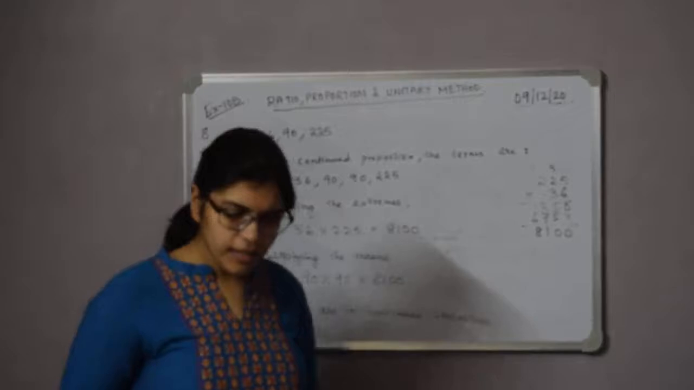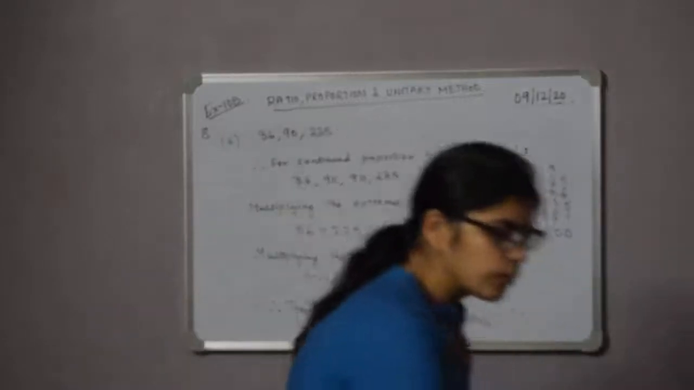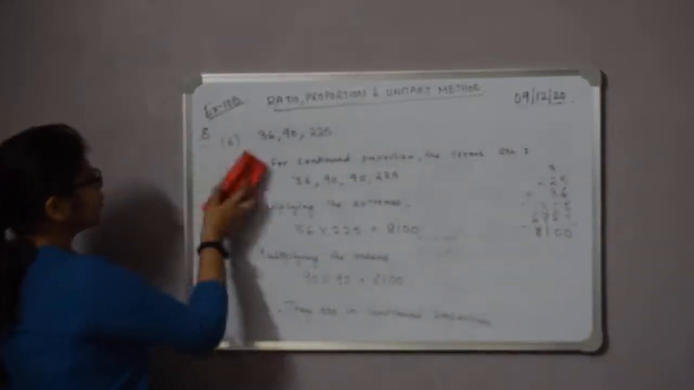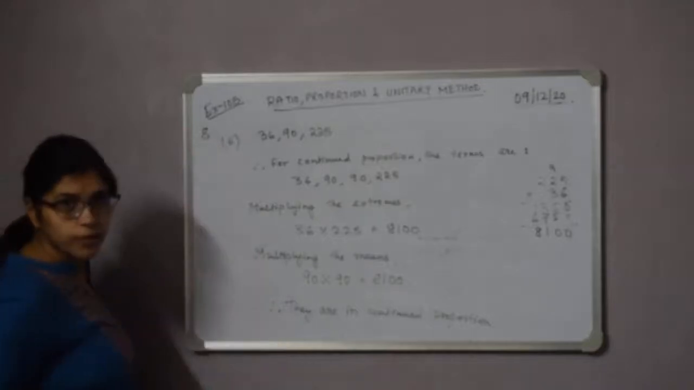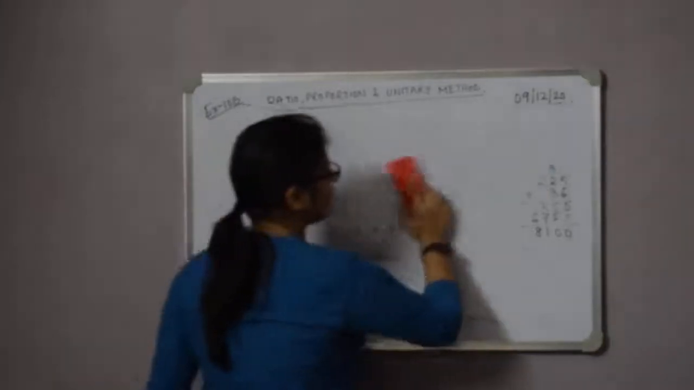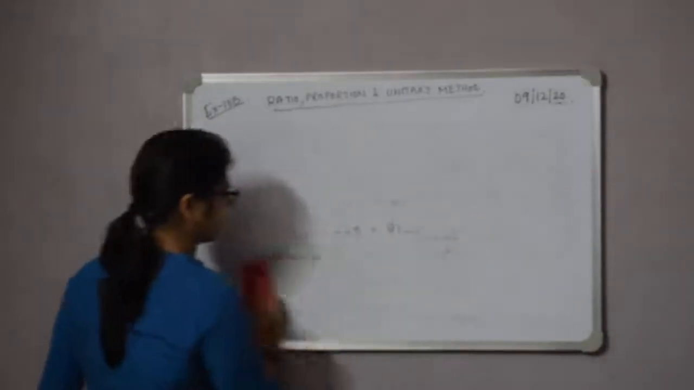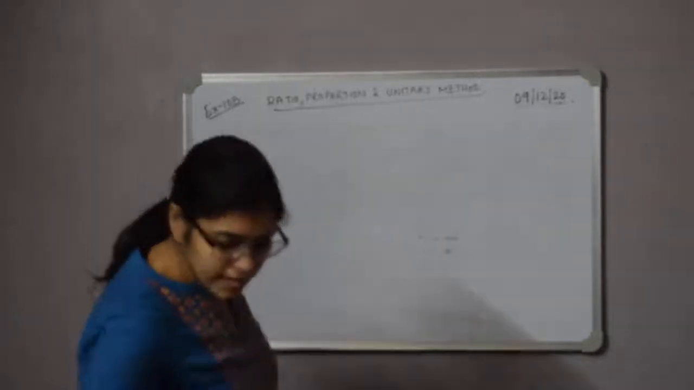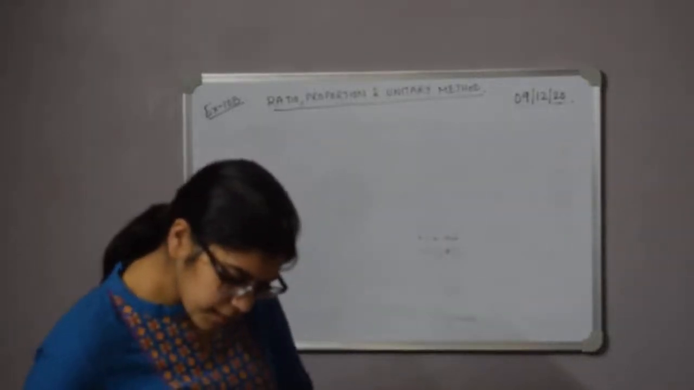Similarly, I think you can do sum number 1 and 3 from 8. So let us now move on to the next sum. Next we have sum number 9.